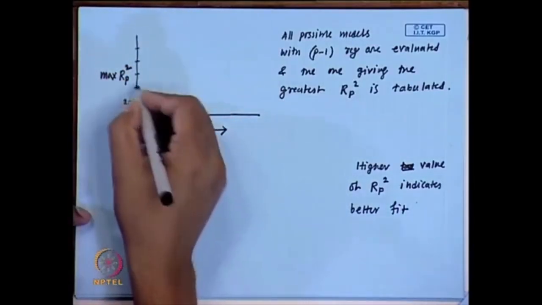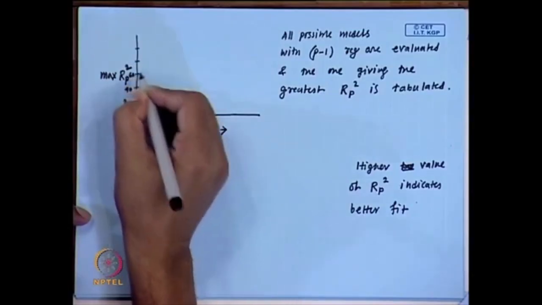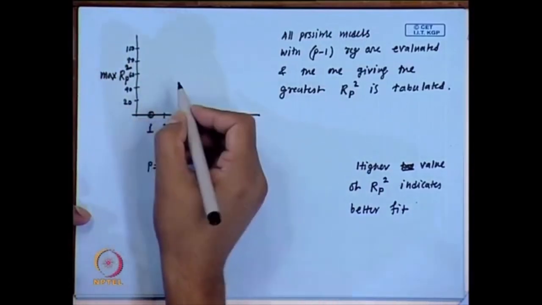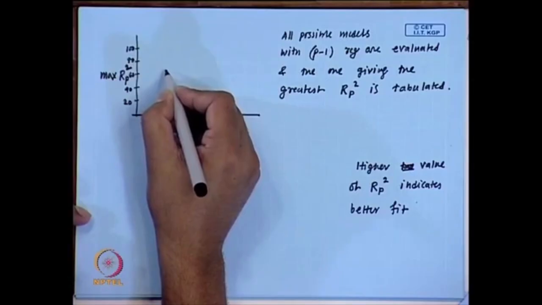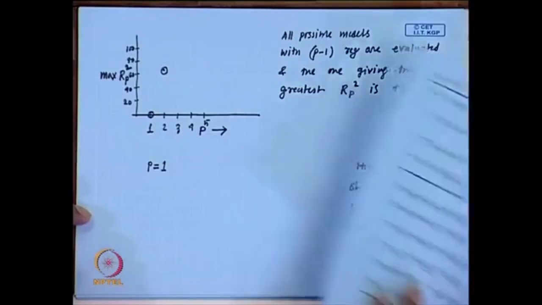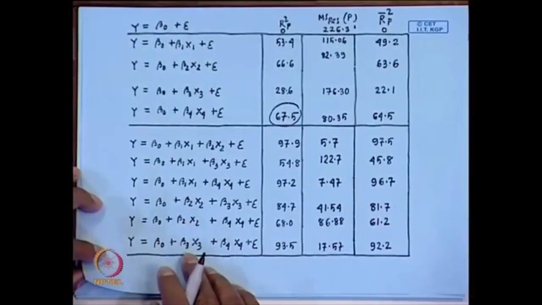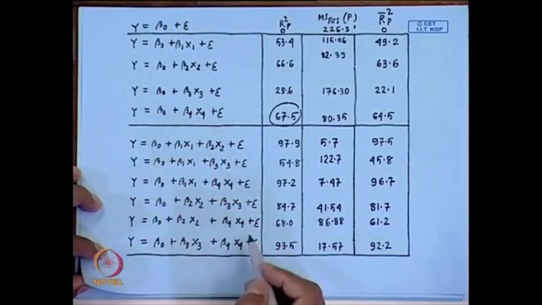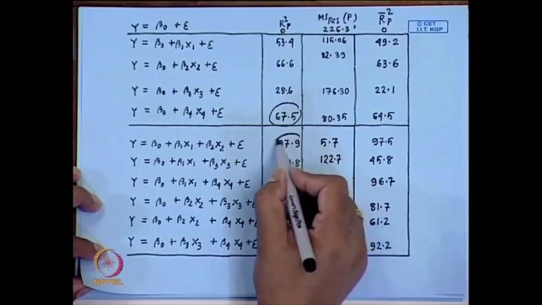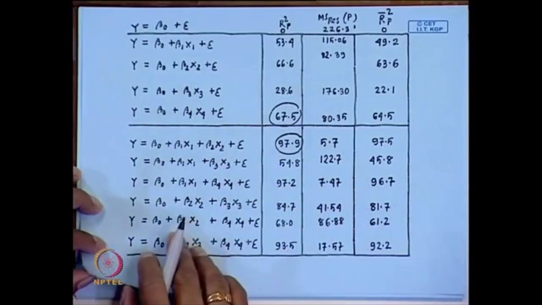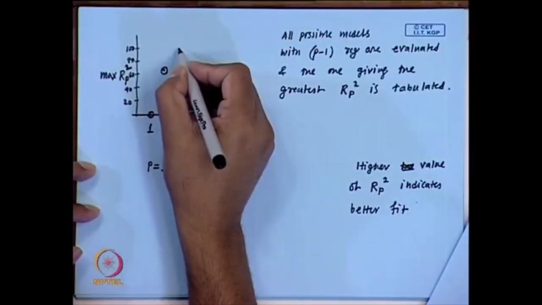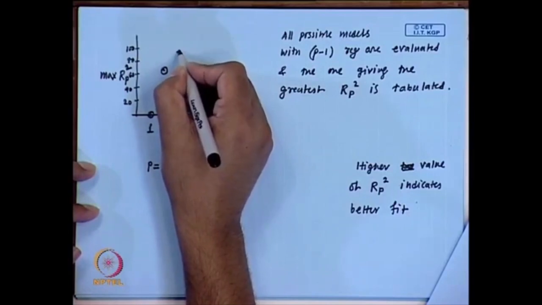Okay, maybe 20 and then 40, 60, 80, 100. Okay. So, 67.5, you can keep it here. P equal to 3 means the number of regressors in the model is 2 and the maximum one is 97.9. Okay. So, we will plot this one, 97.9. So, for 3 it is almost here.